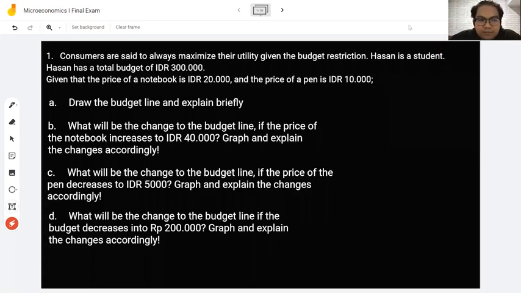Hassan is a student. Hassan has a total budget of 300 rupiah. Given that the price of a notebook is 20,000 and the price of a pen is 10,000. So the first question is: draw the budget line and explain briefly.